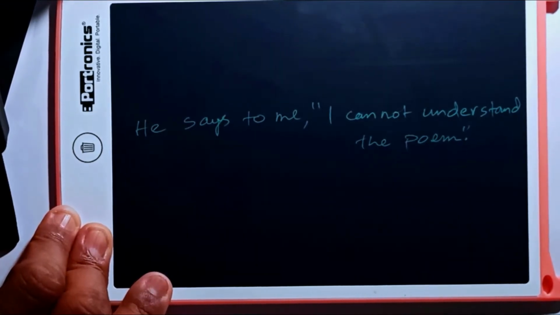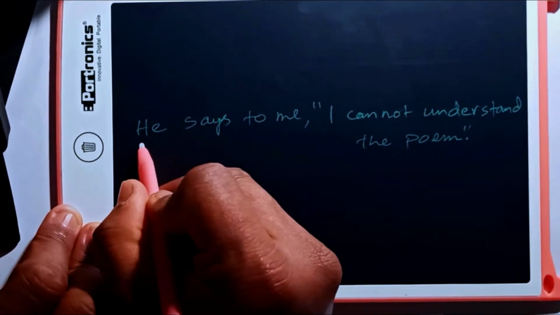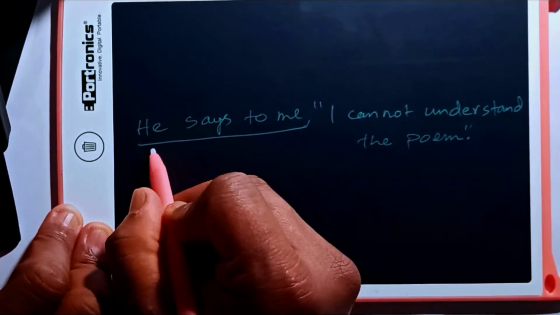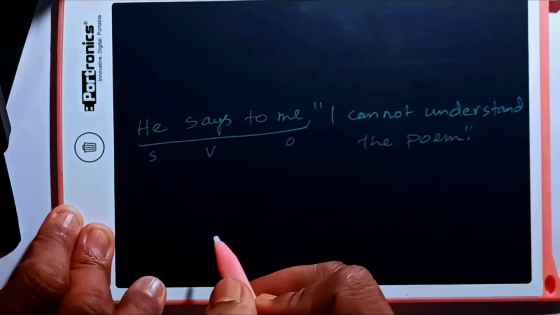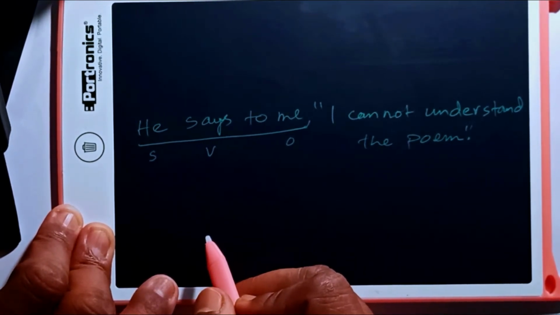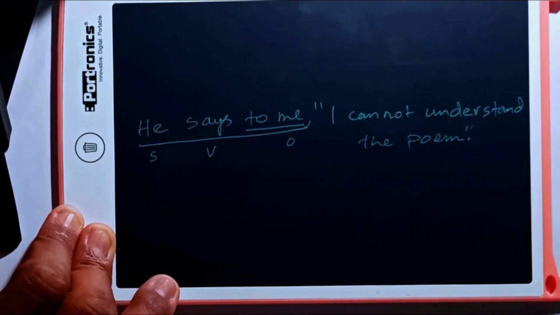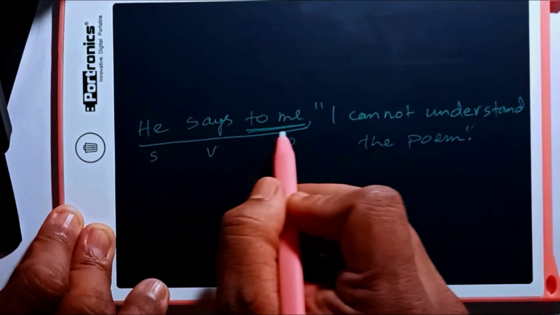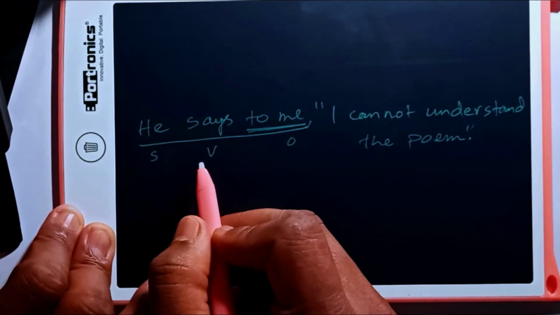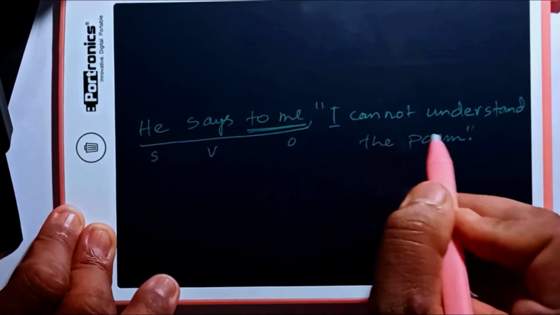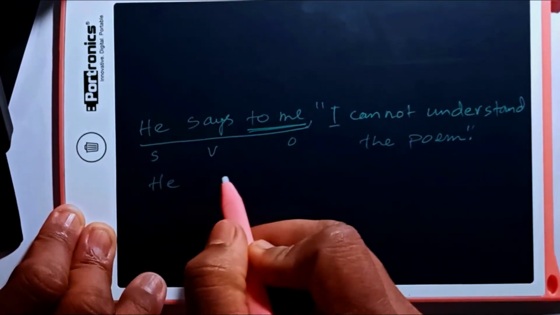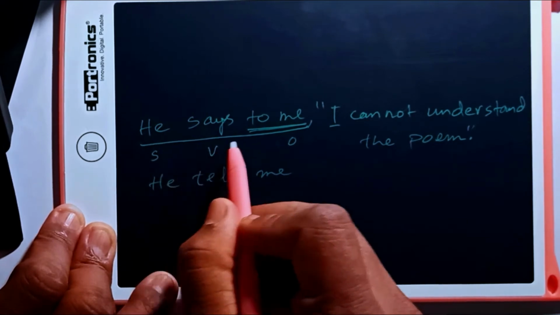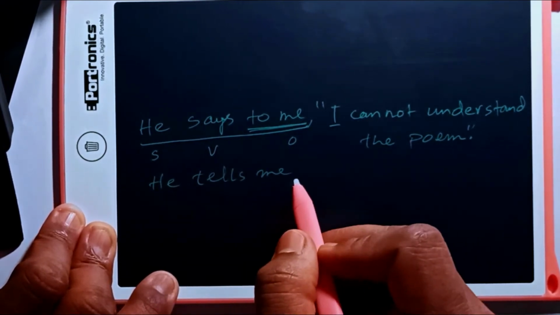In this example, he says to me, I cannot understand the poem. We have slightly different reporting speech here. He says to me. We have a subject, verb, and an object. In the previous sentences, we did not have this part, but here it is included. So when this is included, then the pattern of our reporting verb, our reporting speech will change. Okay, and including this, it's going to be he tells me. So says to me will change to tells me.